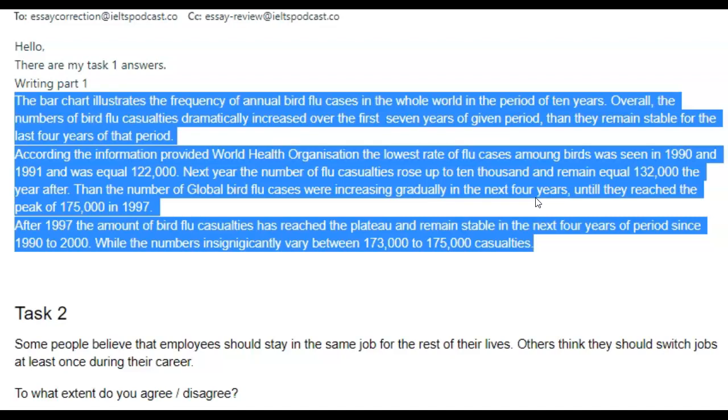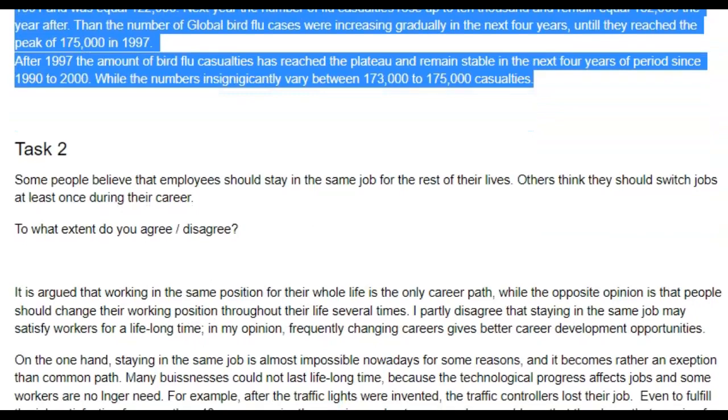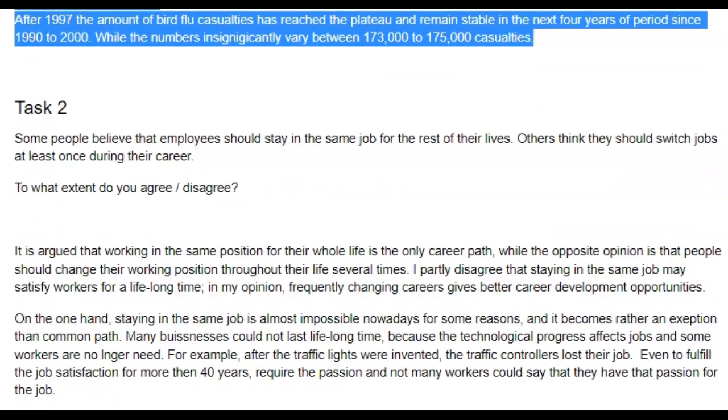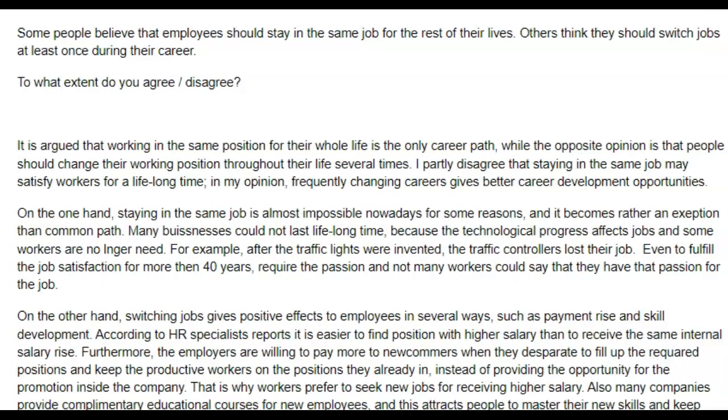You could have talked about the incremental increase that occurred every 2 years. Okay? You could have talked about that. You could have used some figures. So you do need to stretch these out a little bit. That doesn't always happen with task one. A lot of times you have to really consolidate. But like I said, there are occasions when this is necessary. All right, so let's move on to your task two now about staying in the same job or switching jobs.